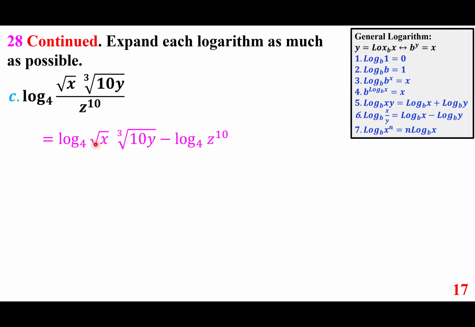Now we know square root of x is x to the power of 1/2, and cube root of 10y is 10y to the power of 1/3. So we change the square root of x and the cube root of 10y. We can separate this using number 5, the product rule, into 2 logs: log of the first piece, x to the power of 1/2 base 4, and log of the second piece, 10y to the power of 1/3 base 4.